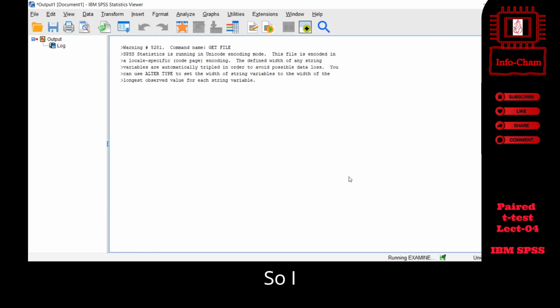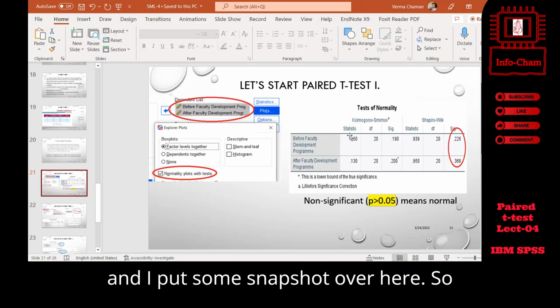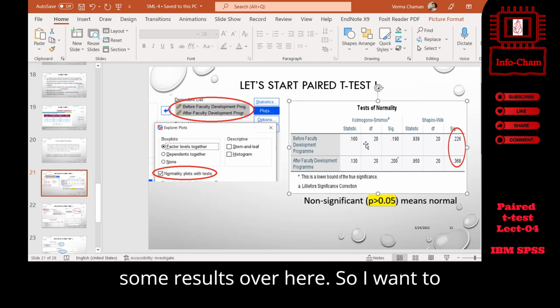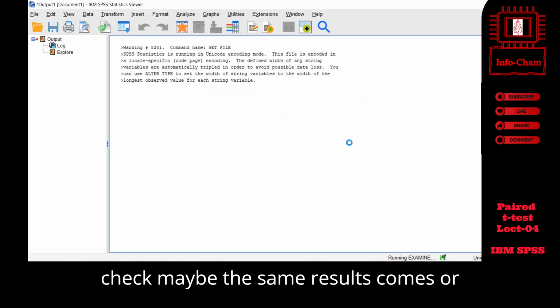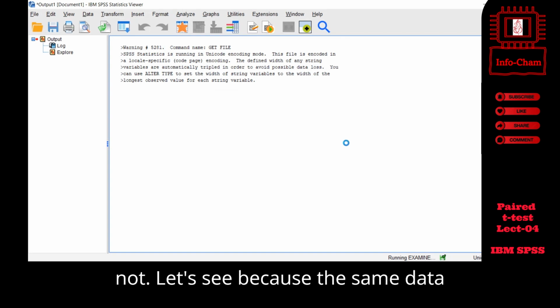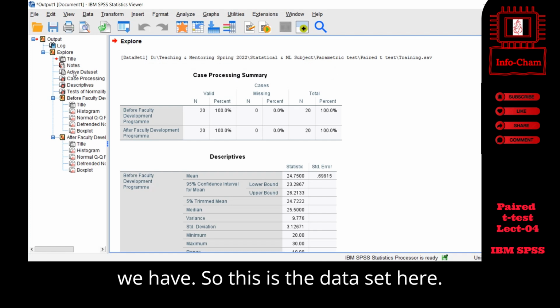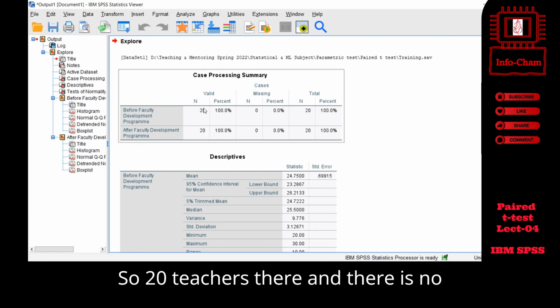I already used that data and I put some snapshots over here, so we have to check the same values. I put some results here, and I want to check whether the same results come or not. Let's see, because we have the same data. So this is the data set here. There are 20 teachers, and there is no missing value.